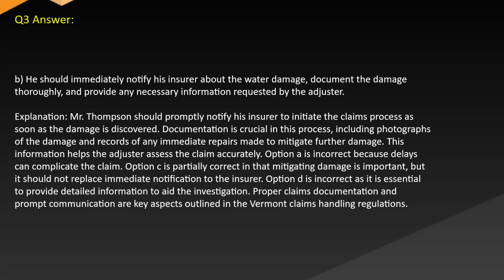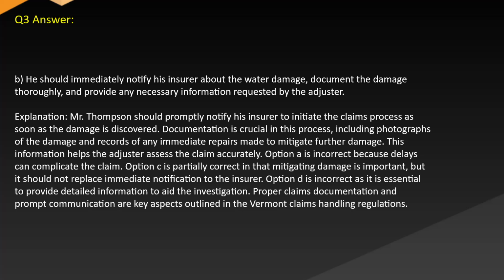Answer. B. He should immediately notify his insurer about the water damage, document the damage thoroughly, and provide any necessary information requested by the adjuster. Explanation. Mr. Thompson should promptly notify his insurer to initiate the claims process as soon as the damage is discovered. Documentation is crucial in this process, including photographs of the damage and records of any immediate repairs made to mitigate further damage. This information helps the adjuster assess the claim accurately.